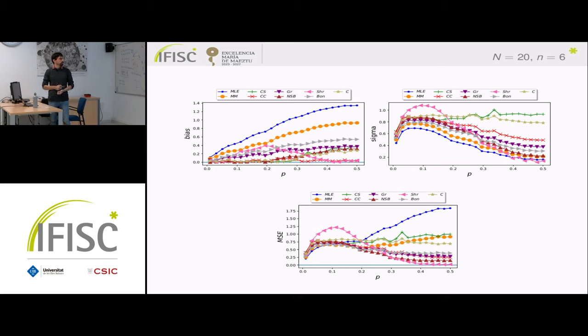And when we consider the mean square error, it's not very clear which is the better estimator. For example, for low values of the probability the blue one is the better, but then it goes terribly wrong. On the other hand, for low values of the probability the pink one is very bad, but when we approach higher values of the probability, it's the best.